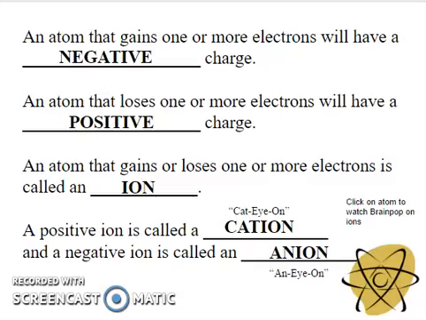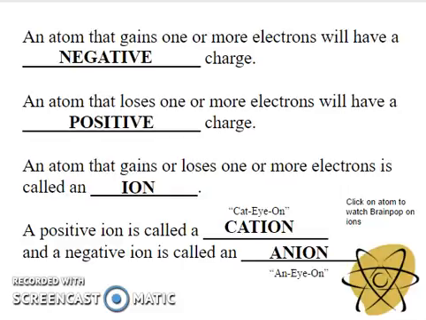So first of all, an atom that gains one or more electrons is going to have a negative charge, because electrons have a negative charge. If it loses one or more electrons, it's going to have a positive charge, because now you have fewer electrons than protons. An atom that either gains or loses one or more electrons is what we call an ion.